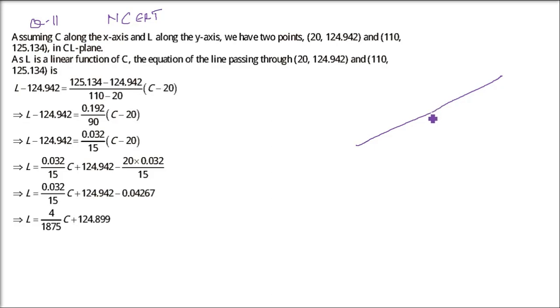So we have, if the temperature, the first coordinate, that is if temperature is 20, the length will be 125.134. So x coordinate is 20, y coordinate is 125.134. The second case, the other point will be, when C is 110, the length will be 124.942. These are 2 points. So we have a relationship.